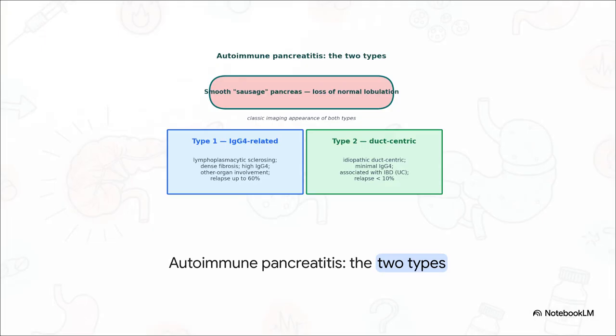Enter autoimmune pancreatitis. It is the ultimate steroid-responsive mimic. There are 2 types, but both classically present on imaging with this loss of normal lobulation, which gives the gland a really swollen, smooth, almost sausage-like appearance. Type 1 is an IgG4-related systemic disease. It involves really dense fibrosis and often hits other organs too, like the biliary tree or the salivary glands, and it has a notoriously high relapse rate. Type 2, on the other hand, is strictly duct-centric. It has very minimal IgG4 involvement, is frequently associated with inflammatory bowel disease, and honestly, it rarely relapses.